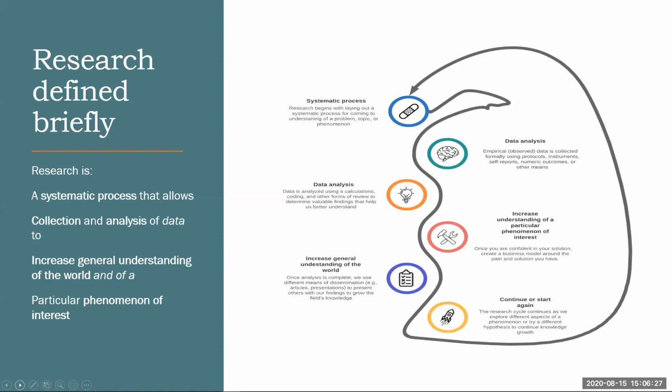So I've got a little image here. Research is going to start with laying out a systematic process. We have to know what methods we're going to use so that we can come to understanding of a problem, a topic, or a phenomenon. From there, we need to be able to analyze. So we have to observe, whether that be collected through a survey, questionnaire, direct observation and field notes, video, audio, interview, focus groups. There's lots of different ways we can collect this, but we have to have a means of analyzing our data.